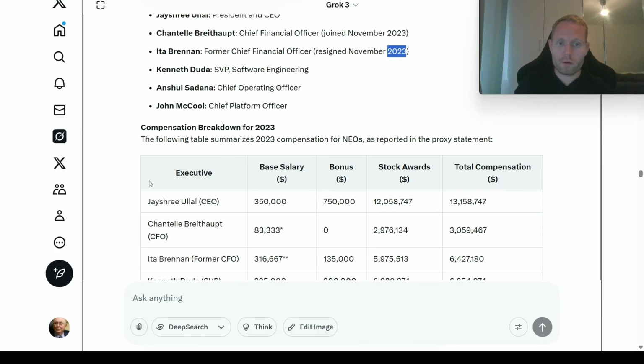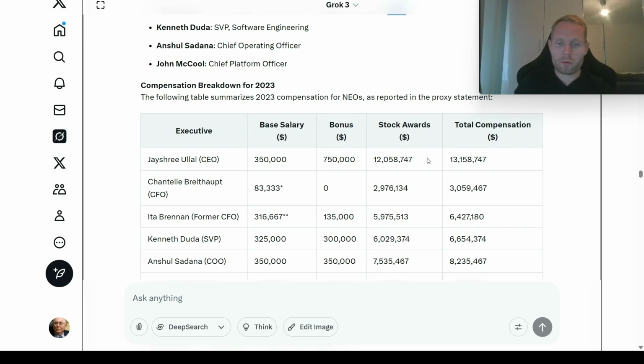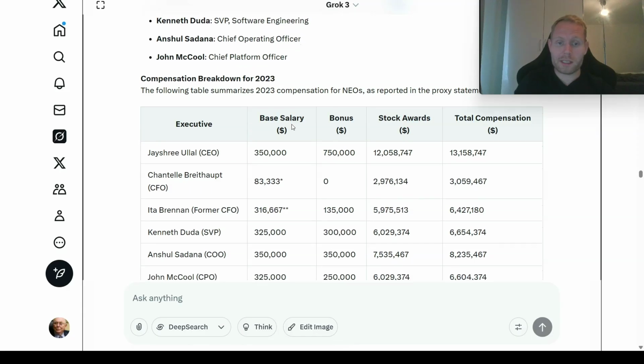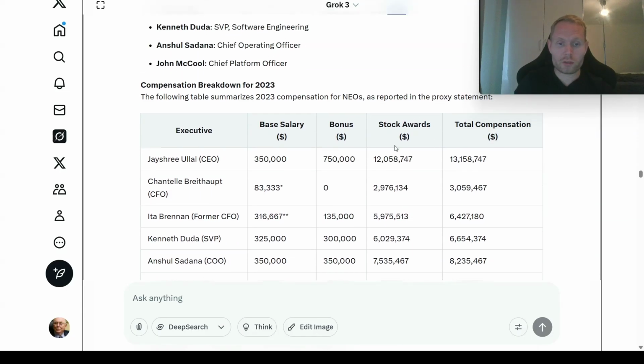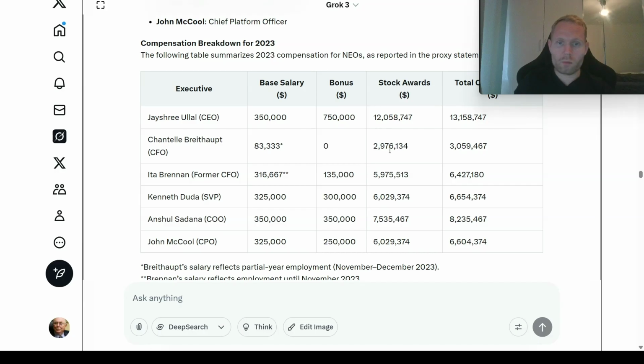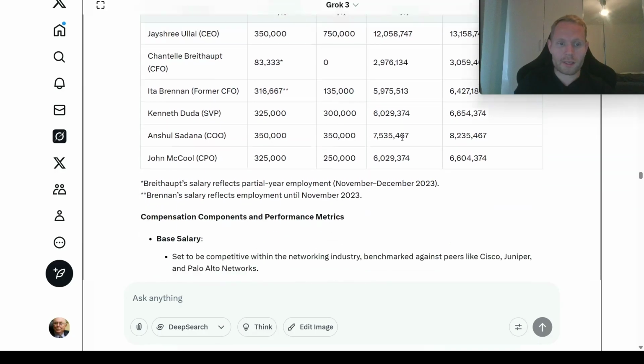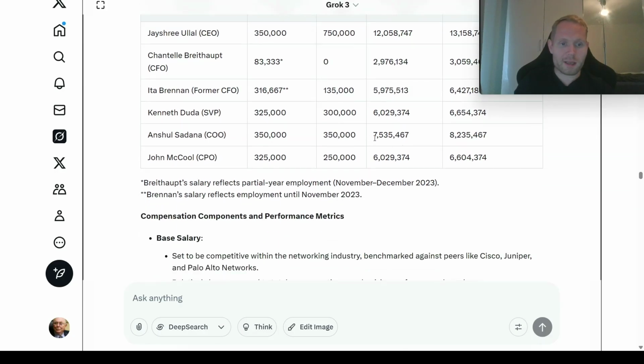We can see the overview, base salary, bonus, and stock award. So we can see the stock award is by far the biggest part of the total compensation. So their base salary is not really high, so they're relying on the stock awards. But we have to see what the stock awards are connected to, what affects the amount.